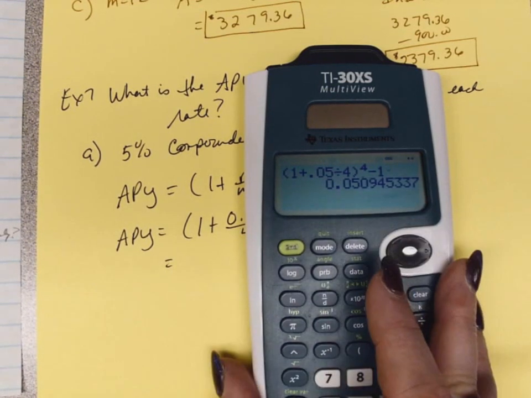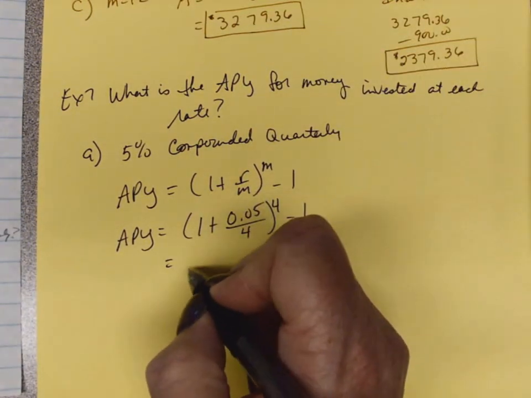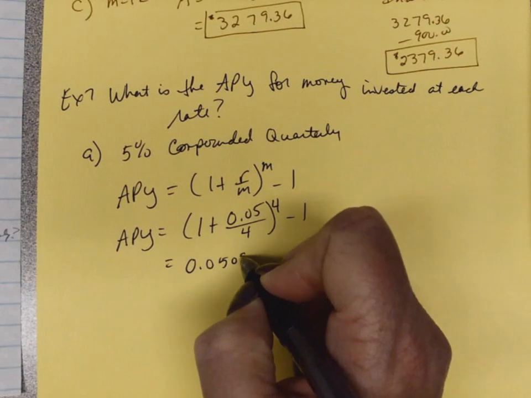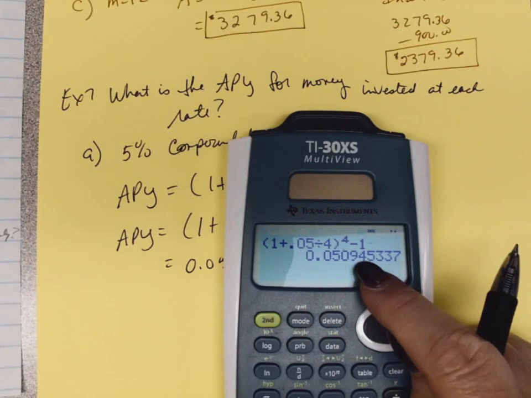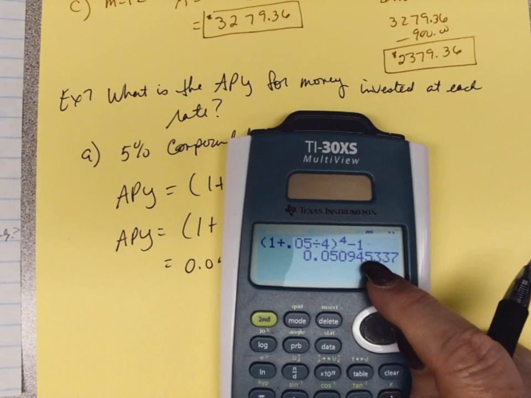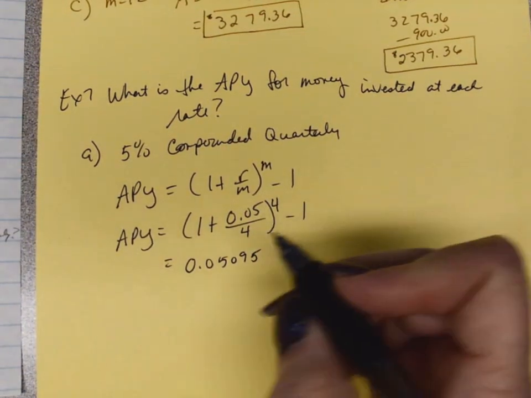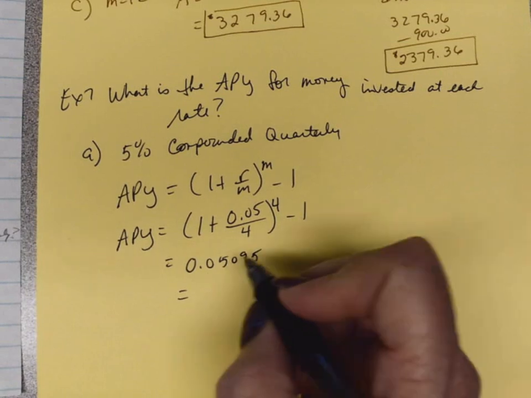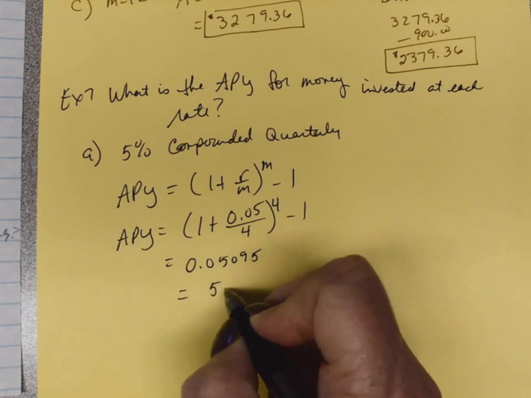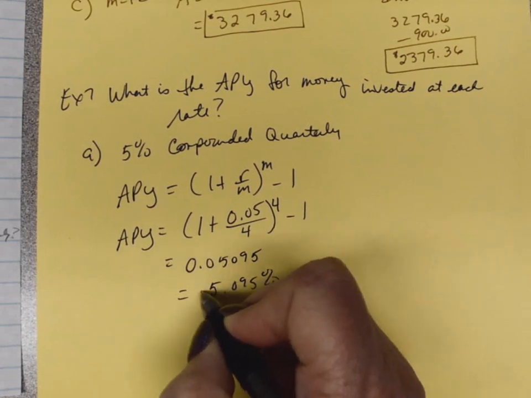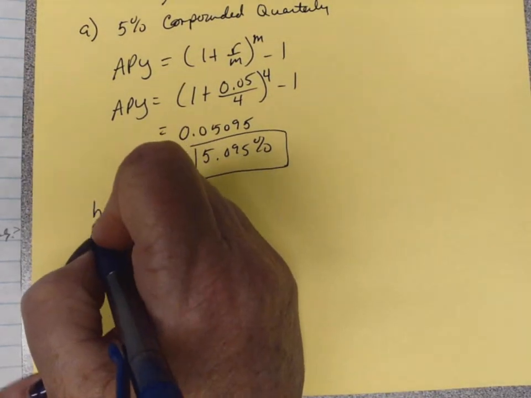We're going to go to 4 decimal places, so 0.0509, because the 4 will not cause it to round up. Actually, we'll go to 1 more. So we're going to do 5 decimal places. The 5 will cause the 4 to round, so it will be a 5. And then change that to a percentage by multiplying by 100 or moving the decimal 2 places over. We'll get 5.095%. Okay.